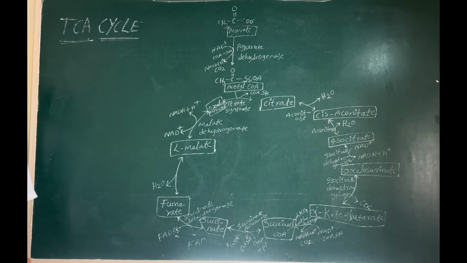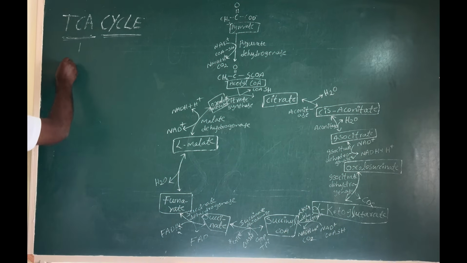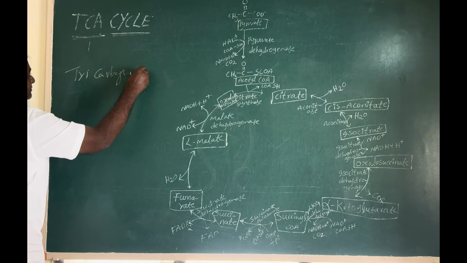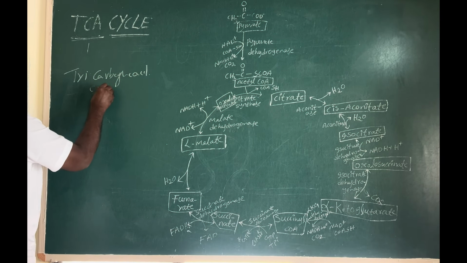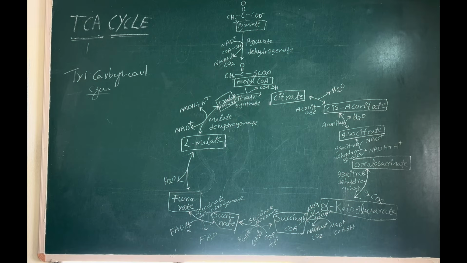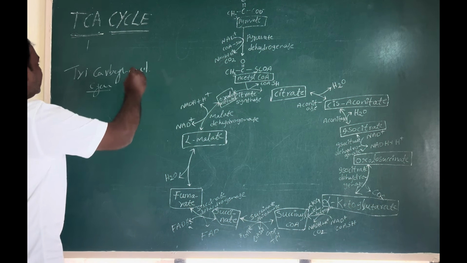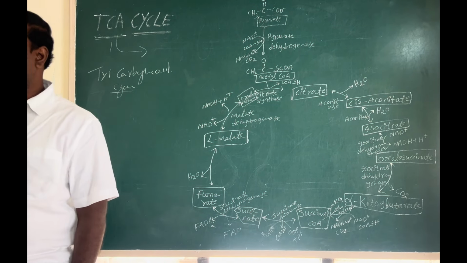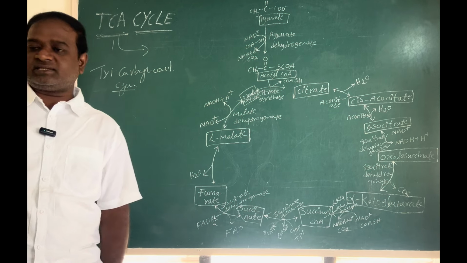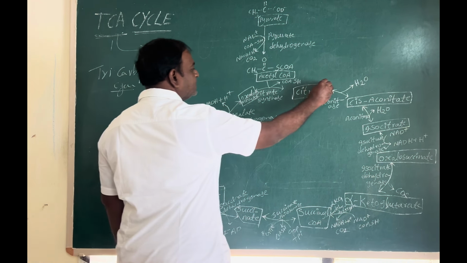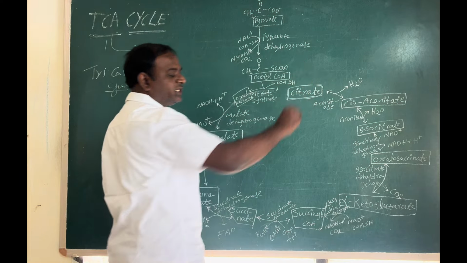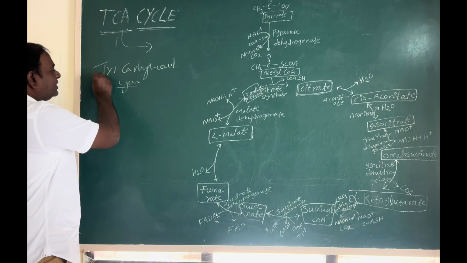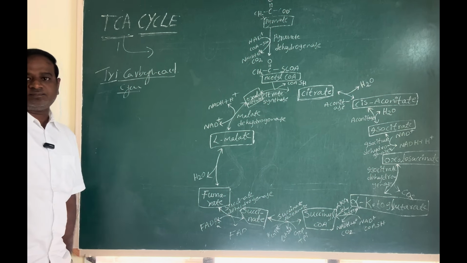Today our pathway is about the TCA cycle. The name itself indicates that TCA means tricarboxylic acid cycle. Here tricarboxylic acid means the compound which is entering into the TCA cycle contains 3 carboxylic acids. For example, citrate is the compound which is entering into the TCA cycle, which contains 3 carboxylic acids. That's why we are calling it a tricarboxylic acid.